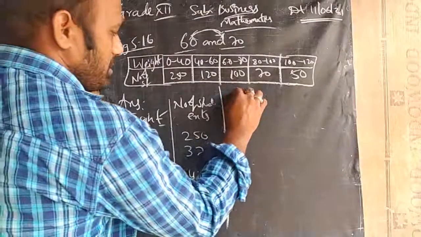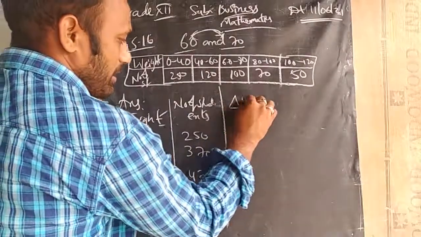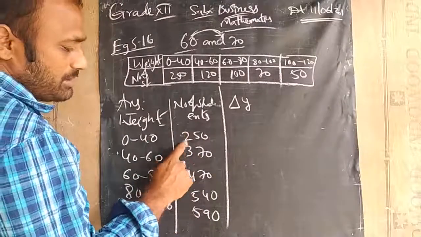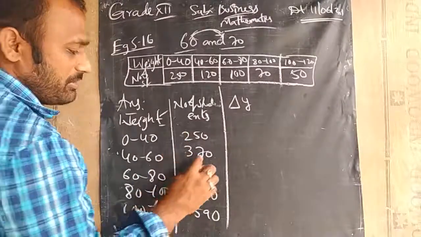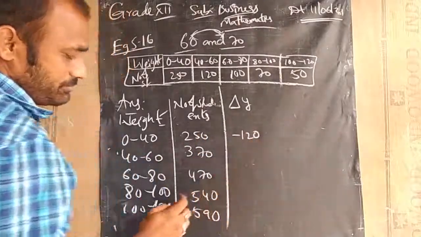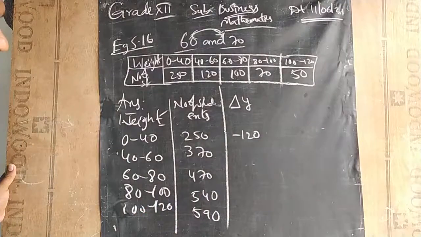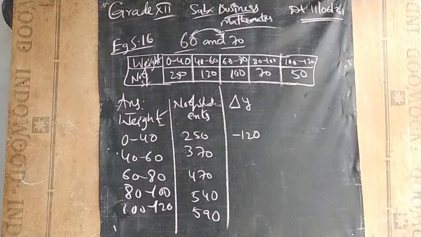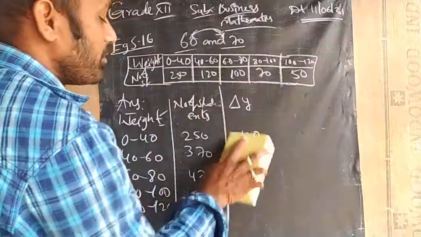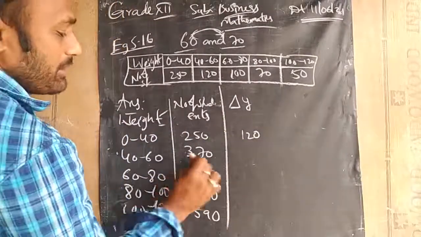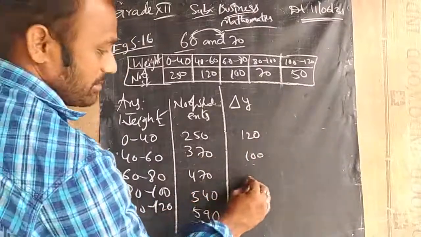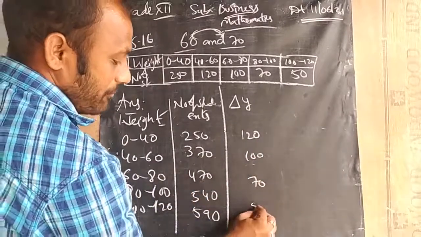Now first, since it is a forward difference table, delta y, change in y. So delta y means 370 minus 250, what is the gap here? 120. Here 370 minus 250 is 120. 470 minus 370 is 100. 540 minus 470 is 70, and 50.